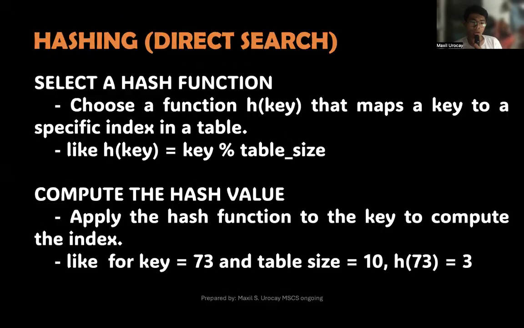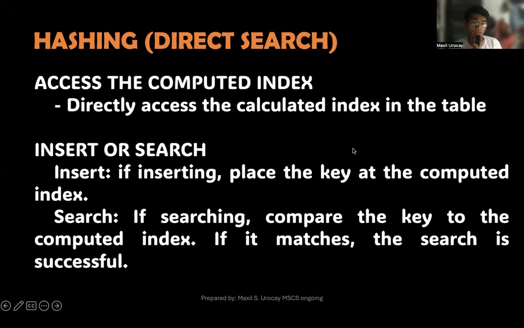So in this case here, compute the hash value, apply the hash function to the key to compute the index. Like for example, key is equal to 73 and the table size is 10. So h is equal to 3, because when you divide 73 by 10, that is 7, then what is the remainder? The modulo is 3. So that is how you will calculate that one. And afterwards, directly access the computed index in the table. Of course, if you can define the modulo already, you can easily track which will be the location of that specific data.